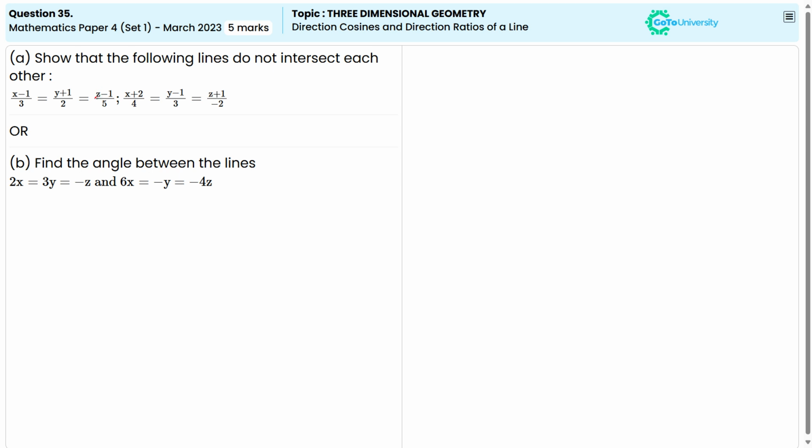There are two questions given here, but in the exam you can choose either question A or question B. Let us start with question A first. Here the question is, show that the following lines do not intersect each other. And we have two lines.